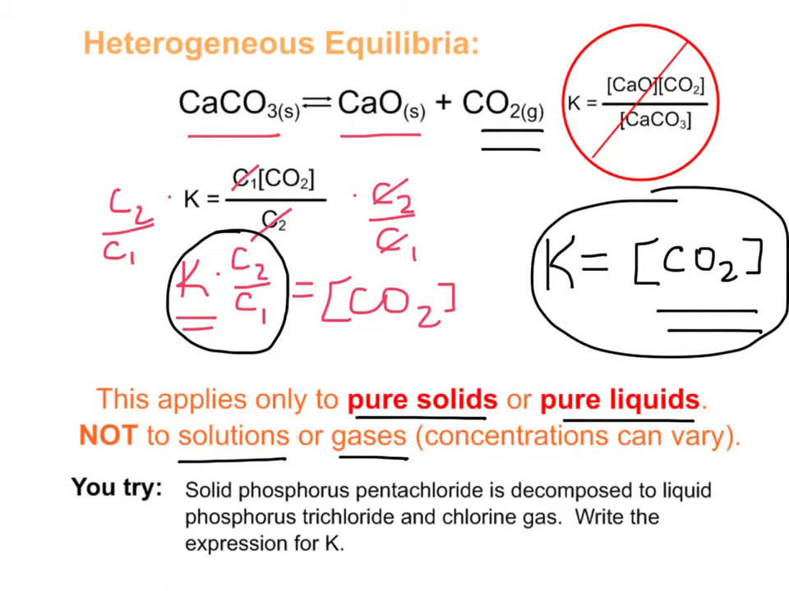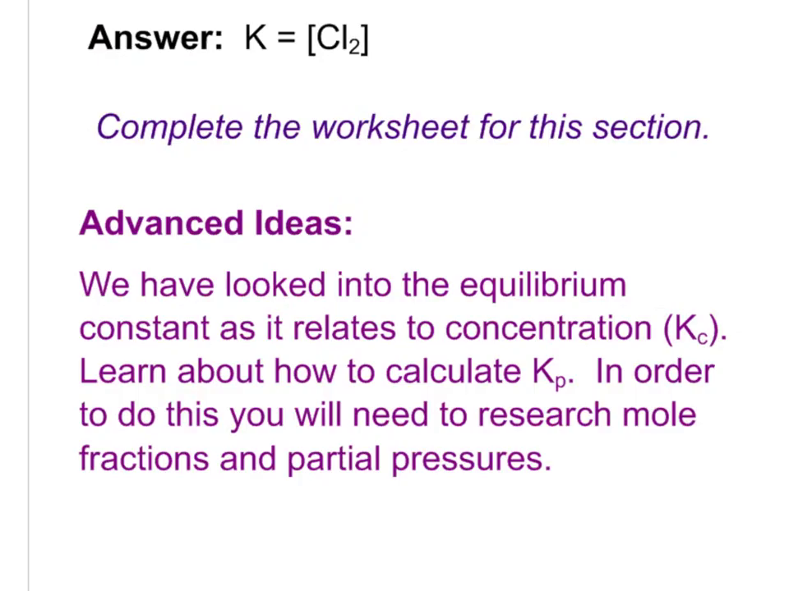So you try it. Here's a practice problem for you. Solid phosphorus pentachloride is decomposed to liquid phosphorus trichloride and chlorine gas. Write the expression for K. What are you going to do first? Please write the balanced chemical equation first. Here's the answer to your problem right there. Very nice and simple. So probably the most difficult part of that was simply writing the balanced chemical equation. So please complete the worksheet for this section.